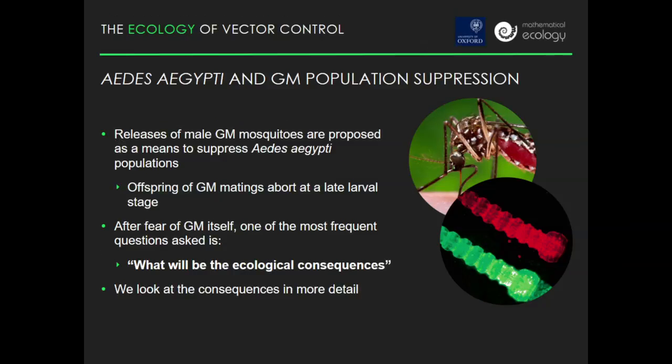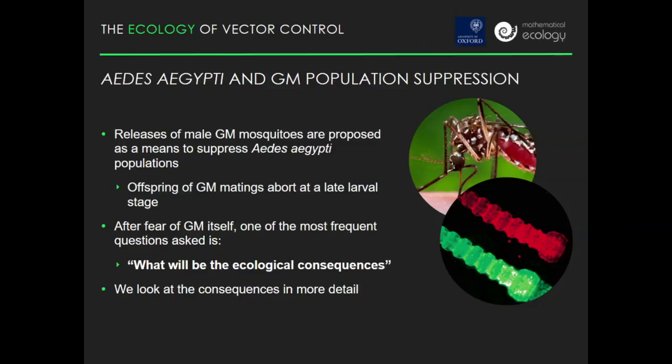So we were thinking about Aedes aegypti. I'm sure lots of people in the audience will be very familiar with it, so I won't bore you too much. It's a vector of diseases such as Zika, dengue, and chikungunya, and it's a frustrating vector to prevent transmission for, because it bites during the day, which is obviously a tricky feature for bed nets and things like that. One of the most promising methods we have for suppressing wild populations of Aedes aegypti is the use of GM mosquitoes: releasing male genetically modified mosquitoes that carry a construct that causes the larvae from matings with the GM males to abort at a late larval stage.